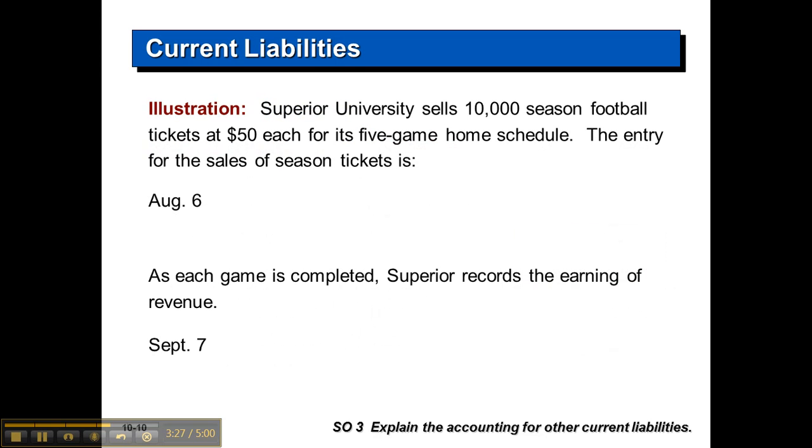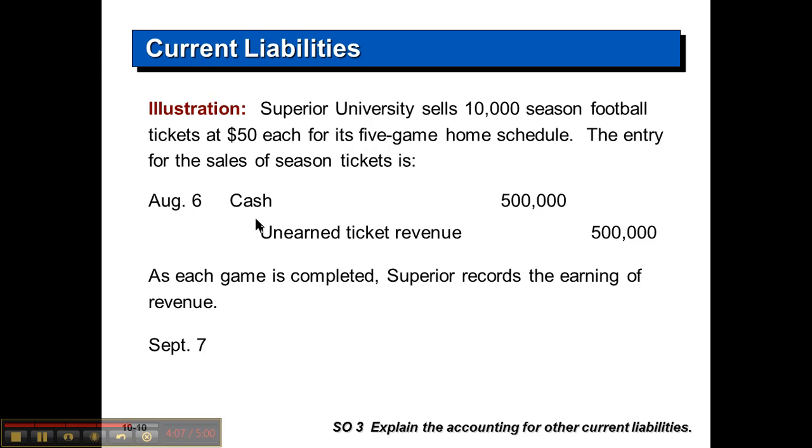So for example, if we had, again, $10,000 for some season football tickets at $50 each, we could show the sales for the $50 times the $10,000 for total sales of $500,000. Now, because this is for future games, we're not going to record this $500,000 as sales revenue at this time. We are going to show our asset cash going up, but we're also going to show the liability account unearned revenue for the amount of tickets that we sold in advance to the games being played.